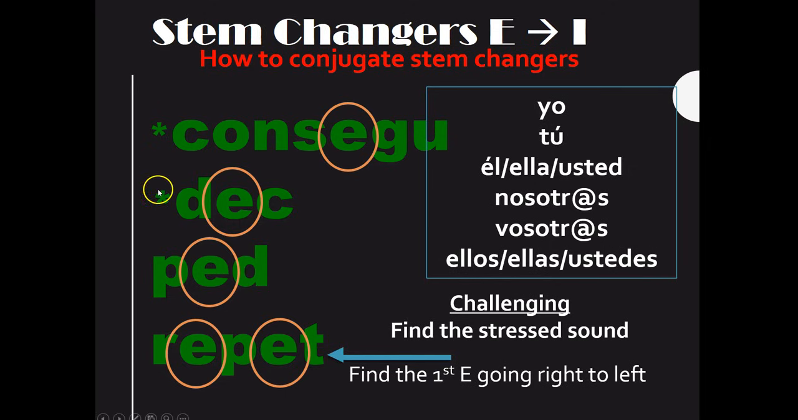Also, notice up here I have asterisks. That's because conseguir and decir, they're also go verbs. So the yo form conjugates a little bit differently than what you're used to. I just wanted you to be aware of that, but we're not going to go into depth right now.